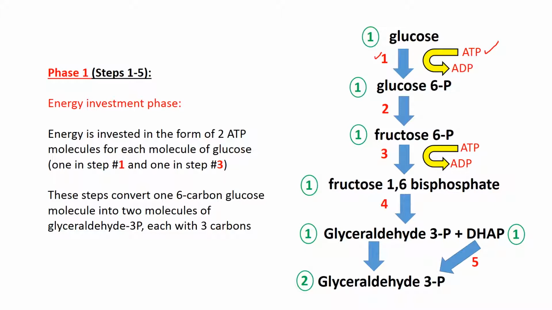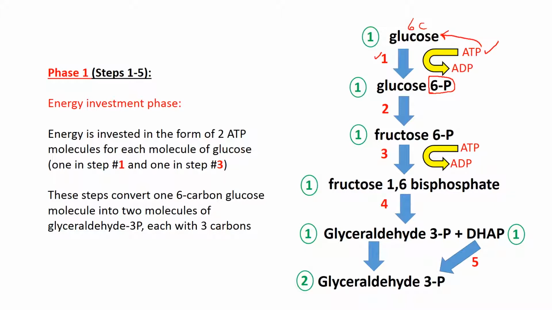So in step 1, ATP donates a phosphate atom to the original glucose substrate, which is a 6-carbon sugar. So here we have glucose, which is a 6-carbon sugar, and the ATP, which we have right here, donates a phosphorus to the glucose, and the result is the phosphorylation, or the addition of phosphate to the glucose molecule. So the glucose molecule becomes phosphorylated, and the result of that is glucose 6-phosphate.